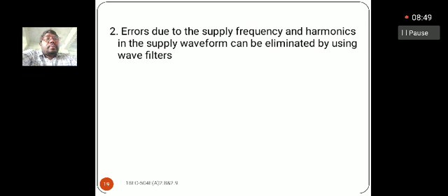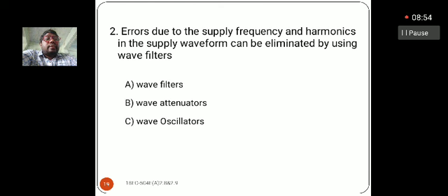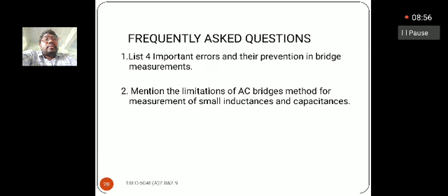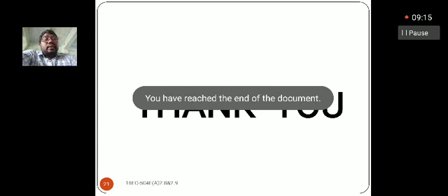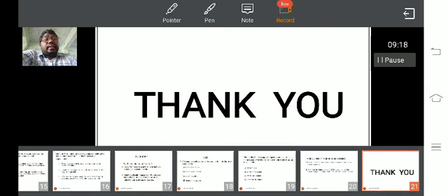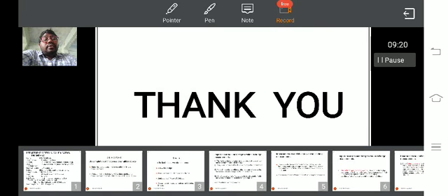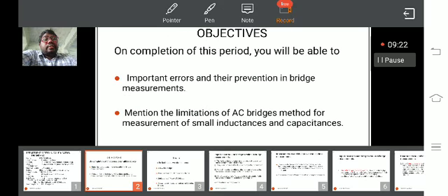Errors due to supply frequency and harmonics in the supply waveform can be eliminated by using wave filters. And frequently asked in the examination: list the four important errors and their prevention in bridge measurements. Mention the limitations of the AC bridge method for measurement of small inductances and capacitances. These are the topics, the prevention and the limitations of the AC bridge circuit.